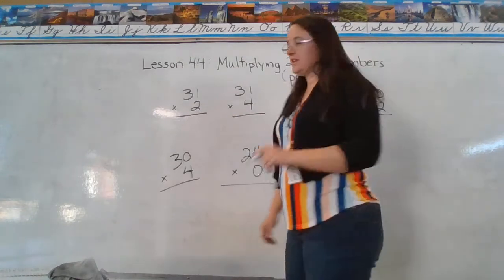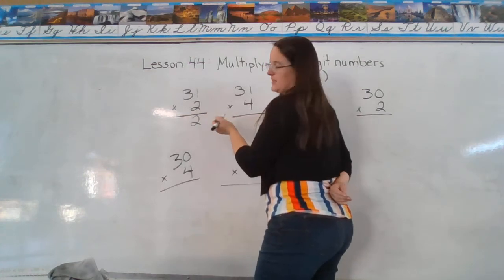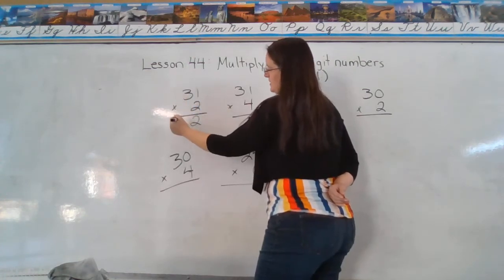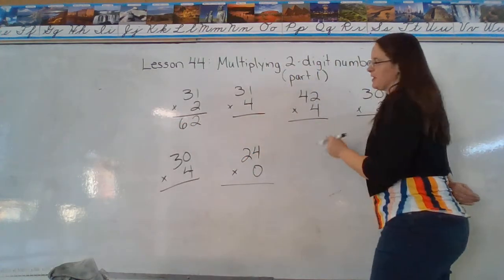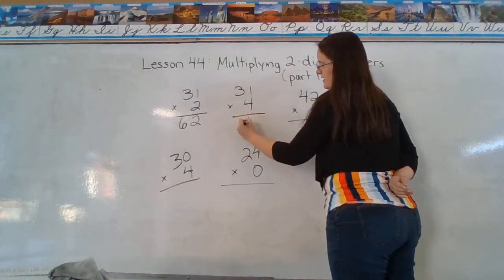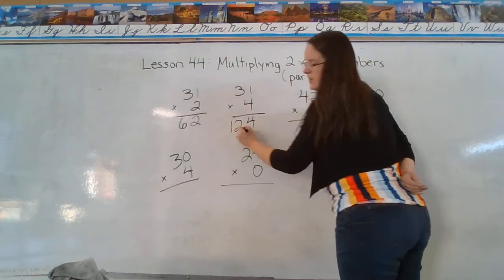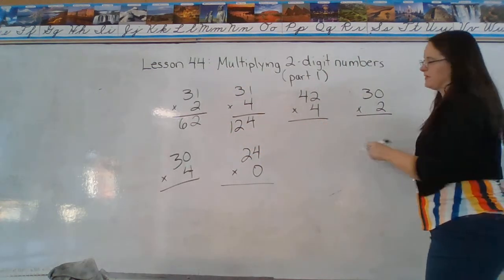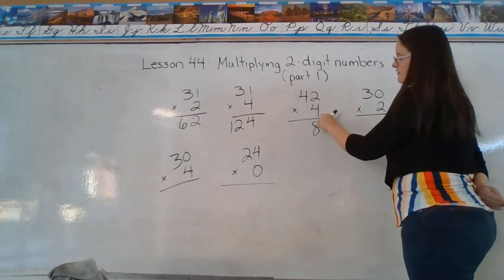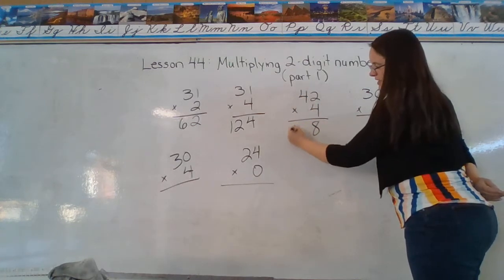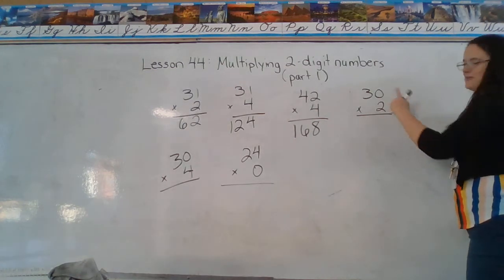So we'll start with the first one. We're going to do 2 times 1 gives us 2, and then 2 times 3 gives us 6. So 62 is the answer. This problem. 4 times 1 is 4. 4 times 3 is 12, so 124. This problem. 4 times 2 is 8. 4 times 4 is 16, so 168.